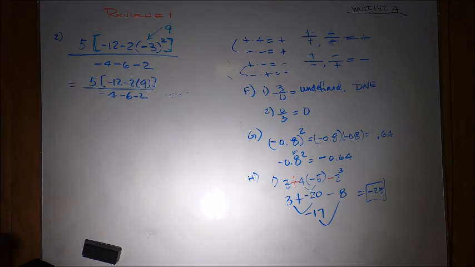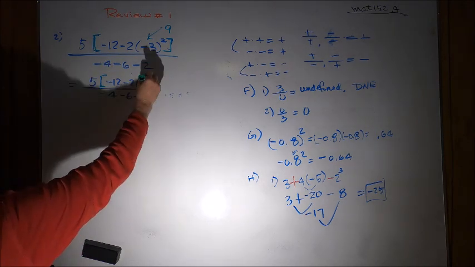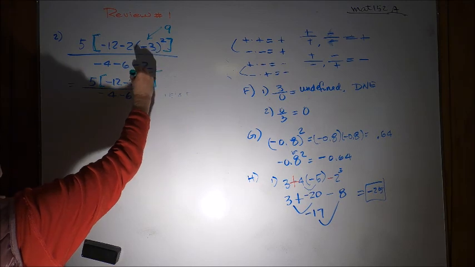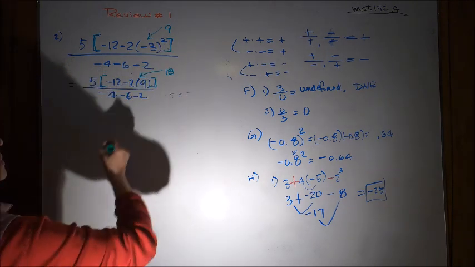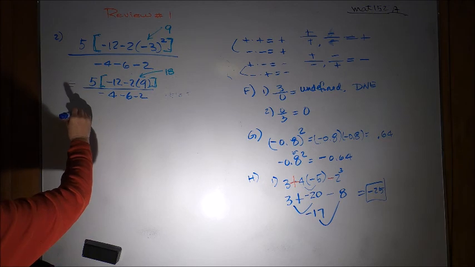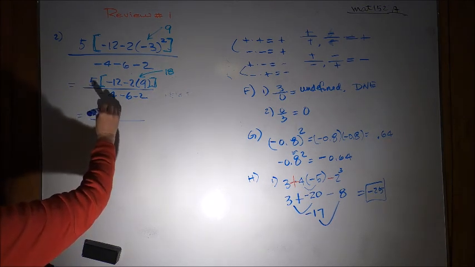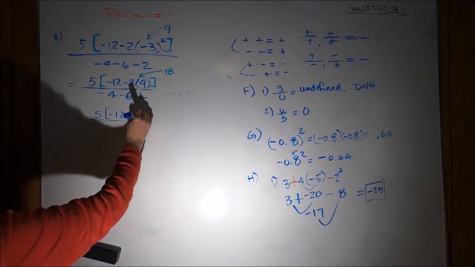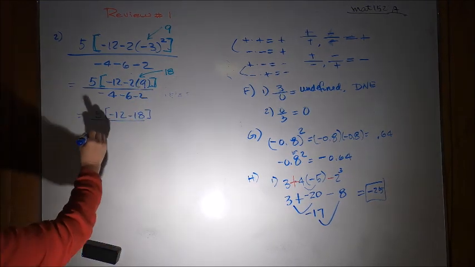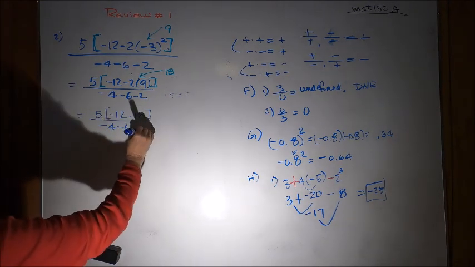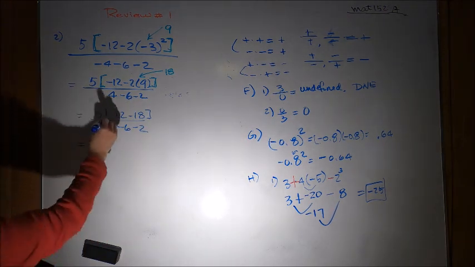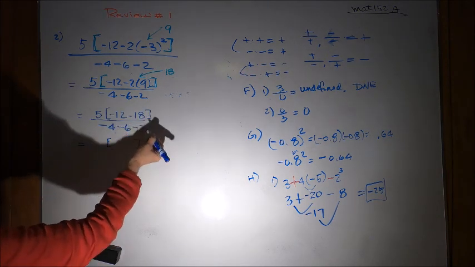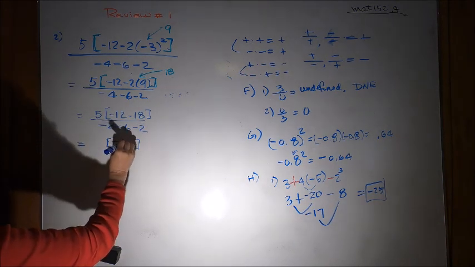So what will you do next? Inside the group, within the group, multiplication and subtraction, you will do multiplication first, right? Then you can rewrite again. This way you will have fewer mistakes, right? Then what do you think you will do? Do the group: negative 12 minus 18 is what? Negative 30.